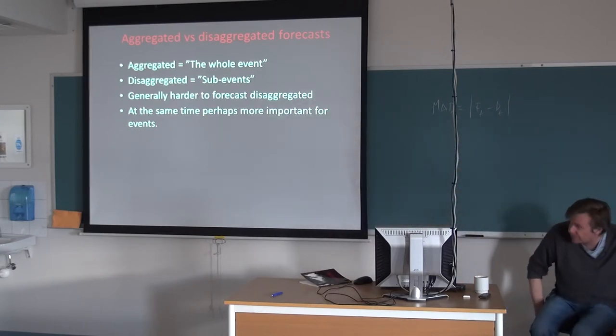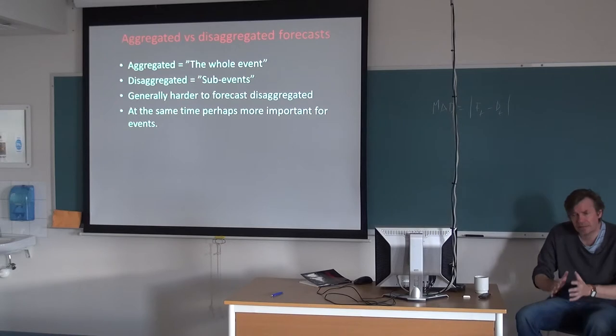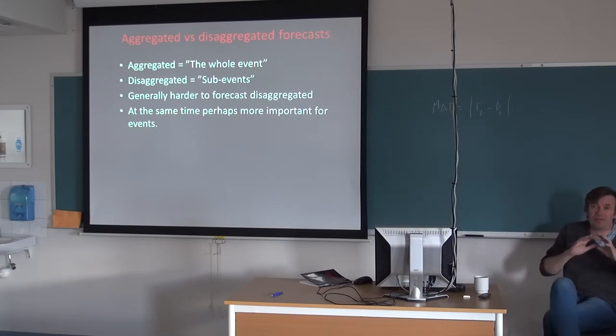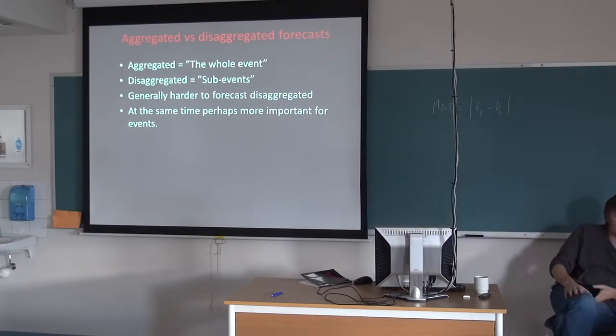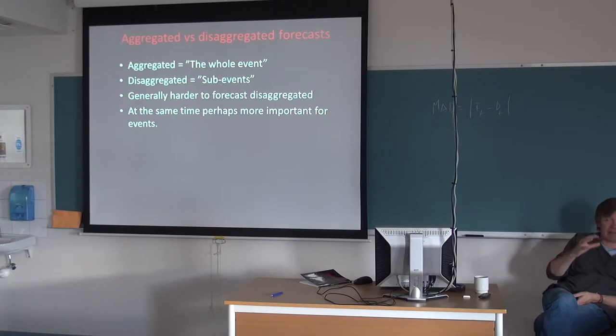Aggregated versus disaggregated forecast. I think we briefly touched this topic when we discussed forecasting in the first part of the course. By aggregated, we kind of mean the whole event, I should say the number of spectators at Aker Stadium, to refer to this example. Disaggregated would be the number of spectators who are female, who are male, who are children, who are old, who have certain disabilities and so on. And in general, we could say that it is normally much harder to forecast at a disaggregated level.